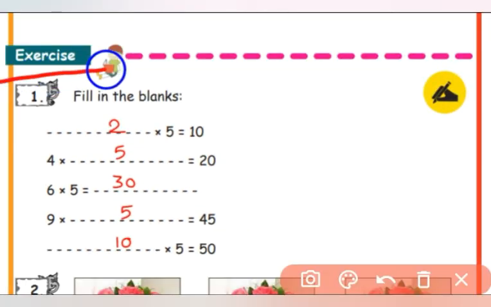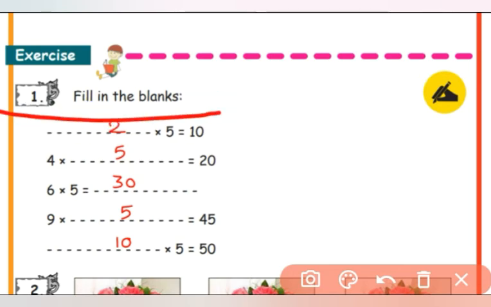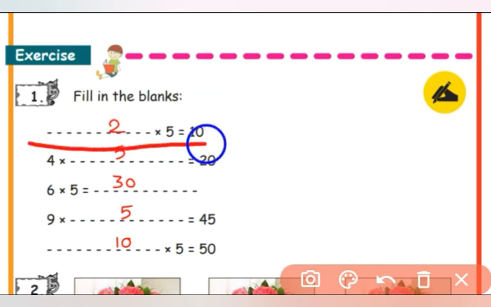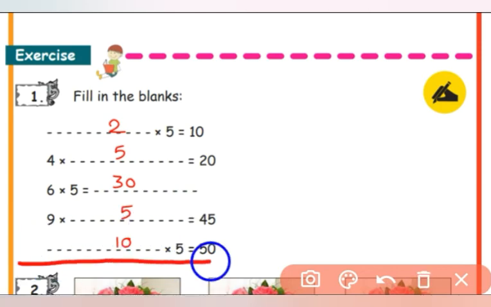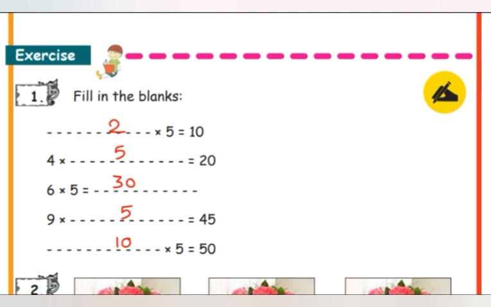See this exercise, fill in the blanks. 2 into 5 is equal to 10, 4 into 5 is equal to 20, 6 into 5 is equal to 30, 9 into 5 is equal to 45 and 10 into 5 is equal to 50.